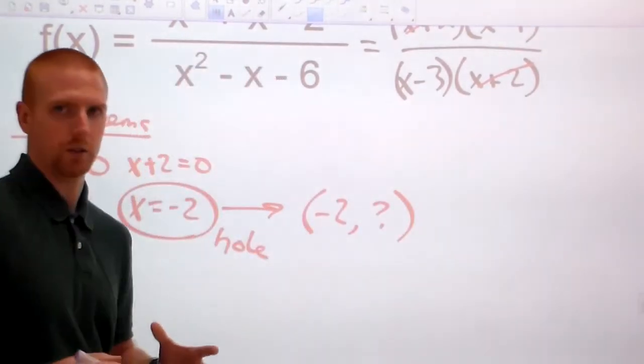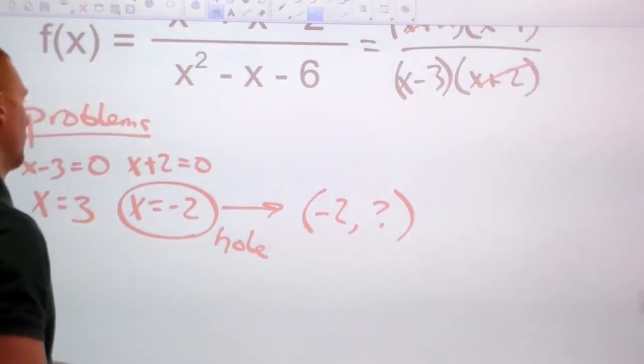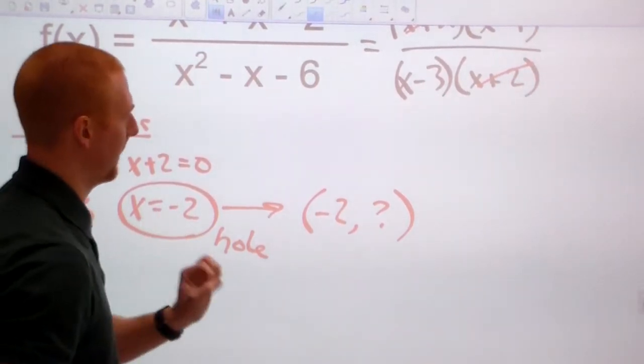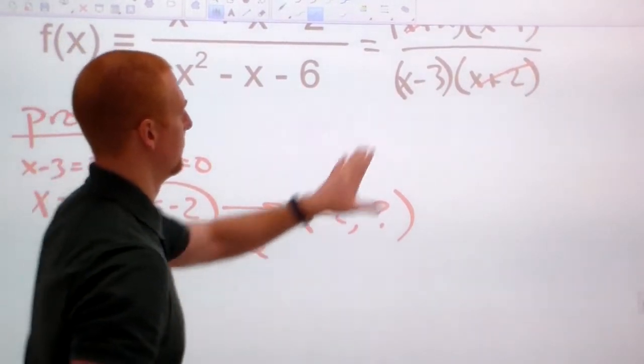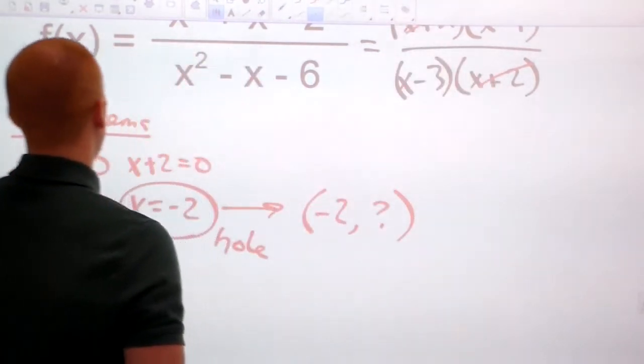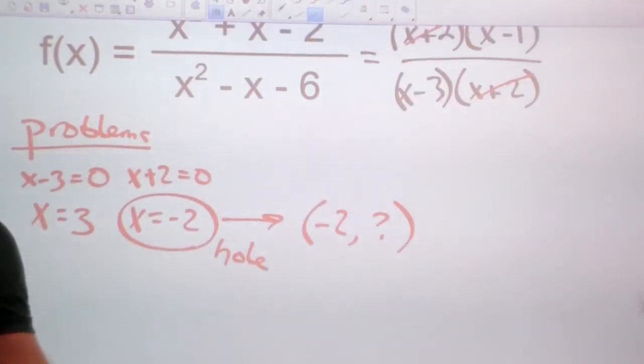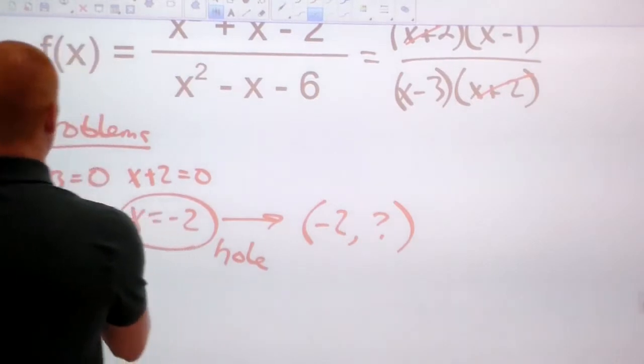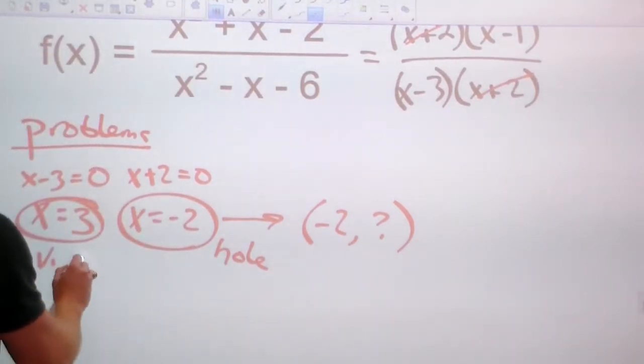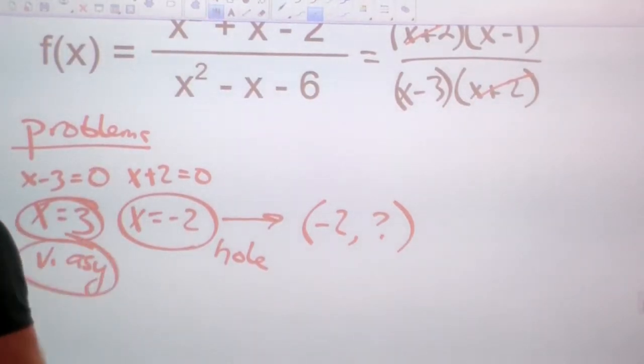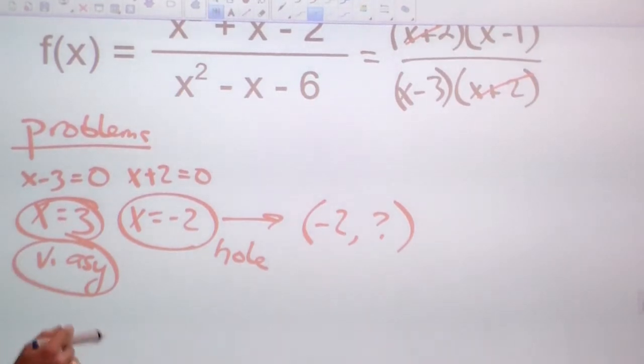There's a y-coordinate that's going to go with that. But for now, when x equals negative 2, that's a hole in the graph because that's the term that divided out. The other one that was not able to be removed, that one's going to be your vertical asymptote. So x equals 3 is your vertical asymptote.